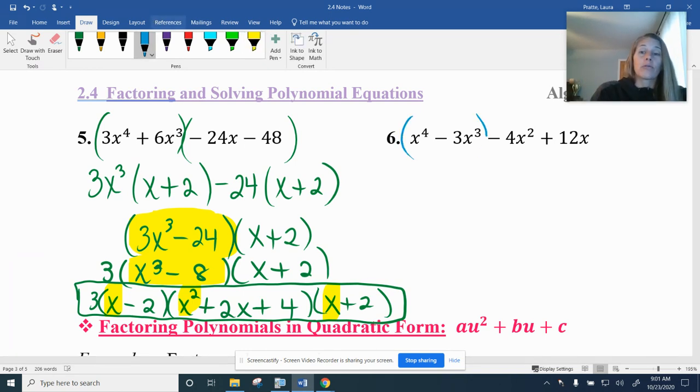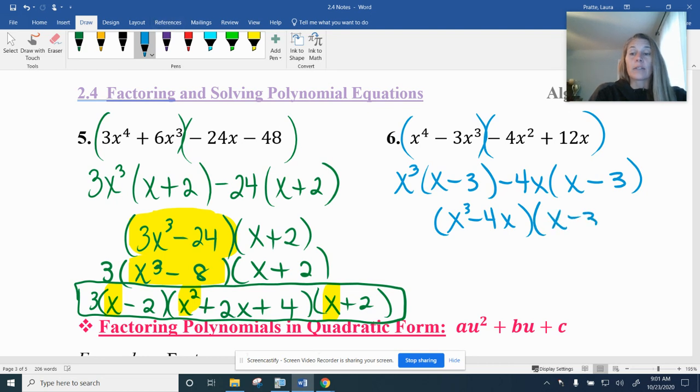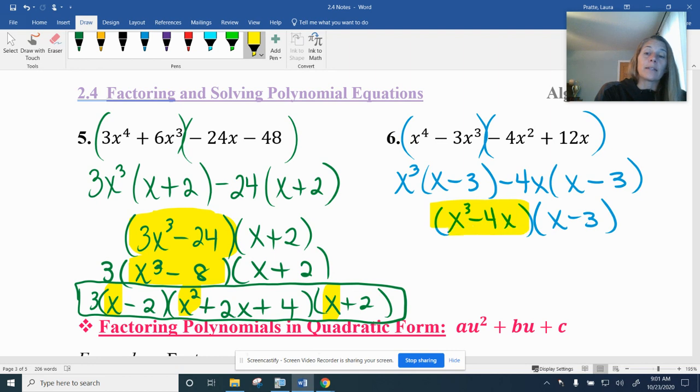All right, number 6, grouping those first 2 terms, I can take out an x cubed and I'm left with x minus 3. When I group my second 2 terms, I can take out a negative 4x and I'm left with x minus 3. So I have x cubed minus 4x as one factor, x minus 3 as the other. Now, obviously, I do have one factor here that still has an exponent, so I want to check and see if I can do some more factoring with that. I definitely can take out a GCF here, so let's see what that does.